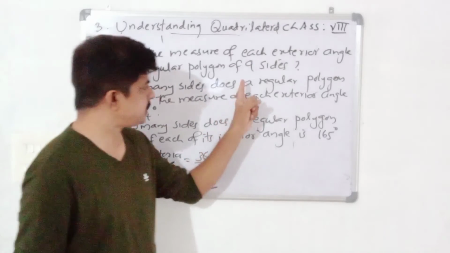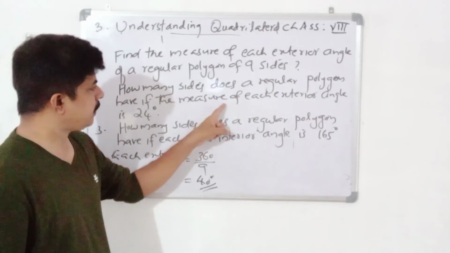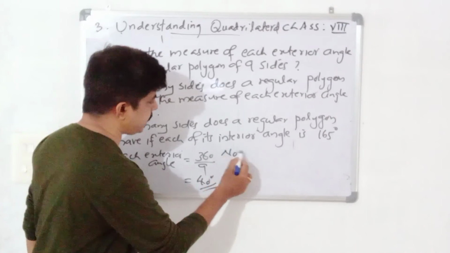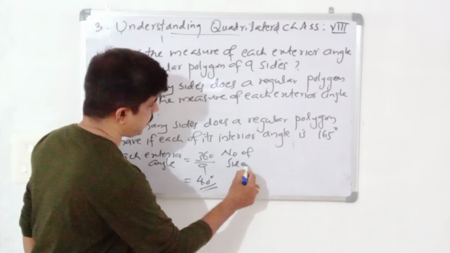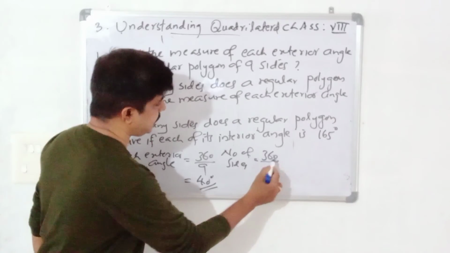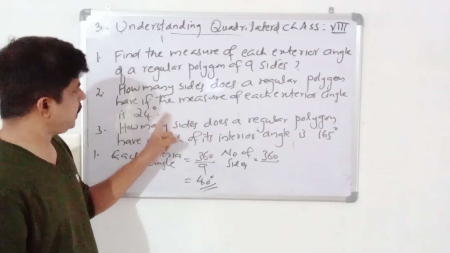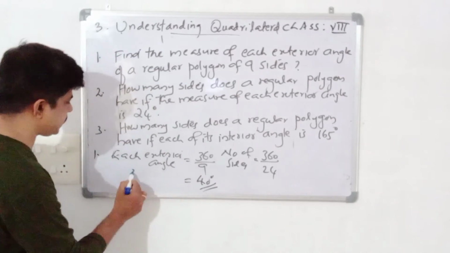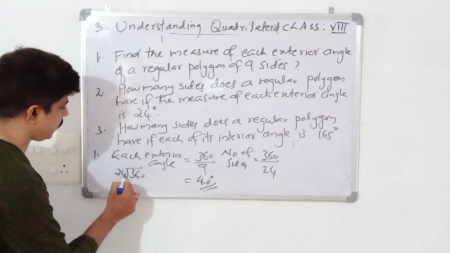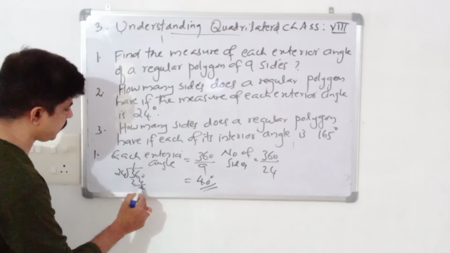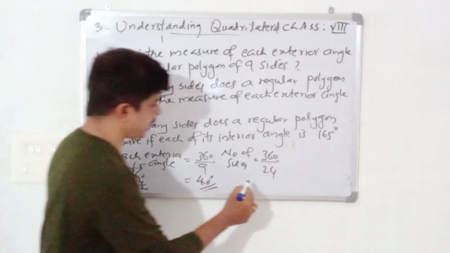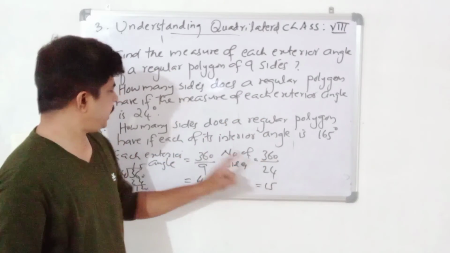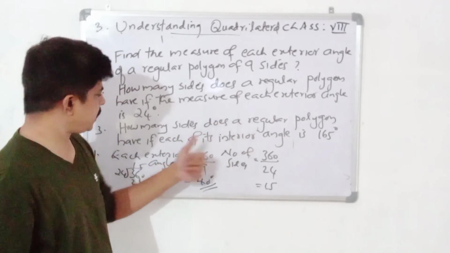Similarly, we can find how many sides a regular polygon has if the measure of each exterior angle is 24 degrees. To find the number of sides, we divide the total exterior angle 360 by each exterior angle. 360 divided by 24. What will be 360 divided by 24? The number of sides is 15.